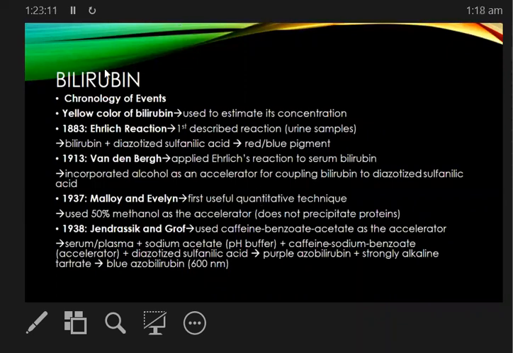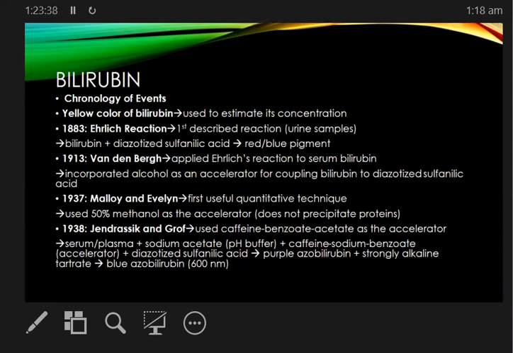All right, so now let us go to your bilirubin. I will just be presenting the different methods for bilirubin measurement. So the chronology of events shows how our tests or methods were developed in reference to bilirubin measurement in the laboratory.